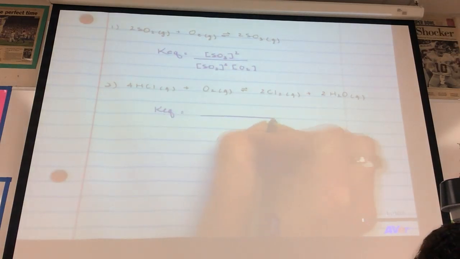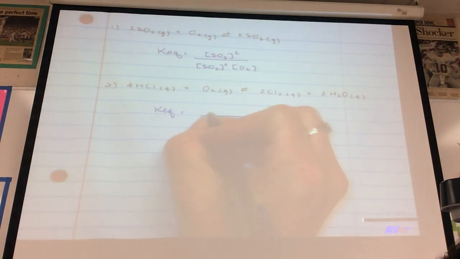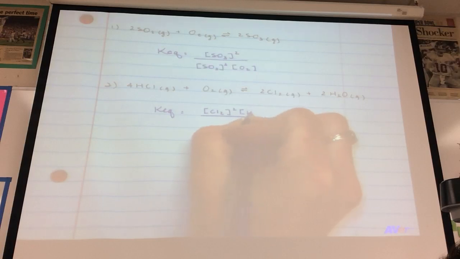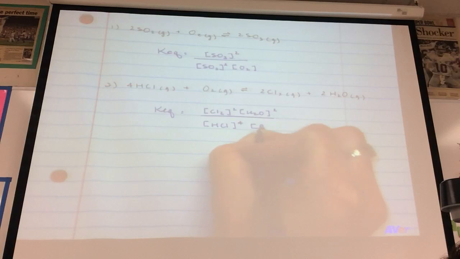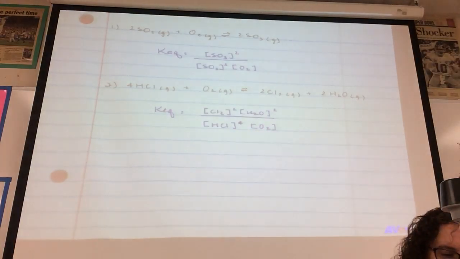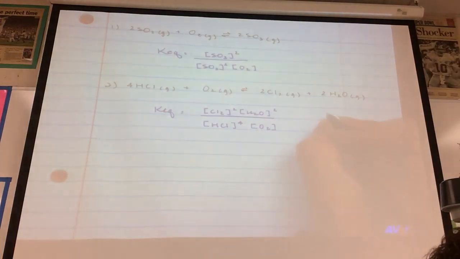What would go in the numerator? Go ahead. Chlorine raised to the 2nd power times water raised to the 2nd power, over HCl to the 4th power times oxygen. Perfect. And you just need the brackets to represent concentration. Remember, brackets like that indicate concentration.